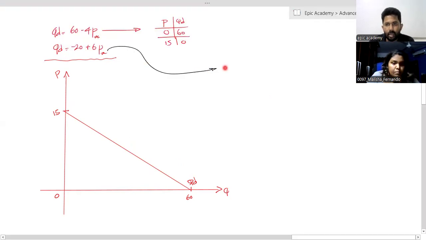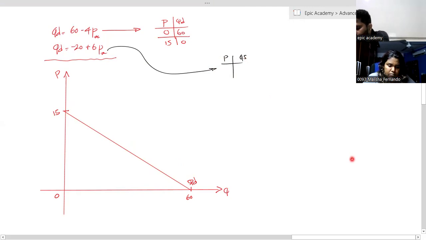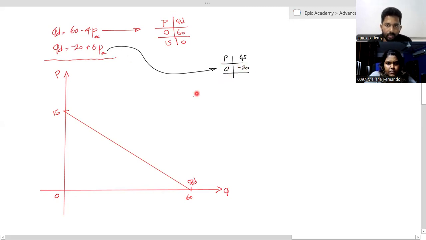On the other hand, I'm going to use that methodology to identify the crossing points for the supply curves. P is there, QS is there. I'm going to find out the values for that one. I'm going to assume that P equals 0. Minus 20, yeah, it must be minus 20. Sorry, this is QS. QS equals 0.